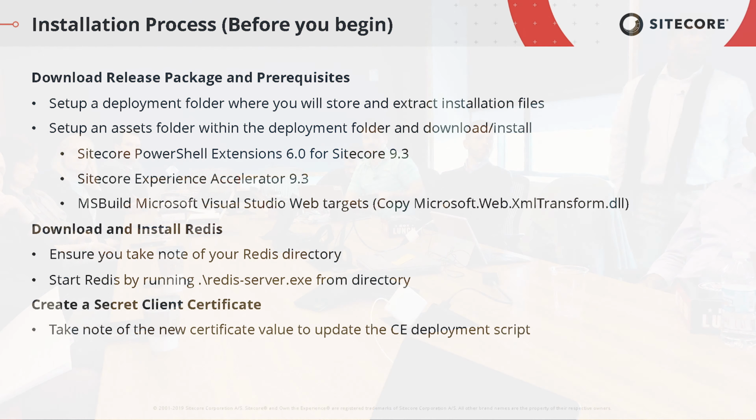Okay. So download the release package in the prereqs. You'll want to set up a deployment folder, very similar to older versions of Sitecore, or how you would install it using PowerShell. Extract those installation files. The main files you want to download and put inside the assets folder inside that deploy folder are the PowerShell extension 6.0, Sitecore Experience Accelerator 9.3, and, as mentioned before, the Visual Studio Web Targets. You're going to copy that XML transform DLL and put it in that assets folder because you're going to reference it. All right, download and install Redis.